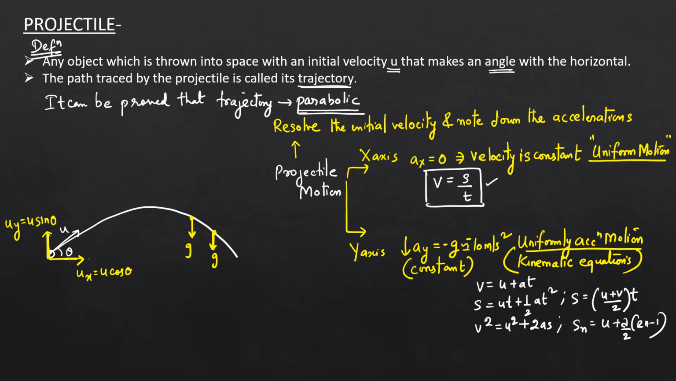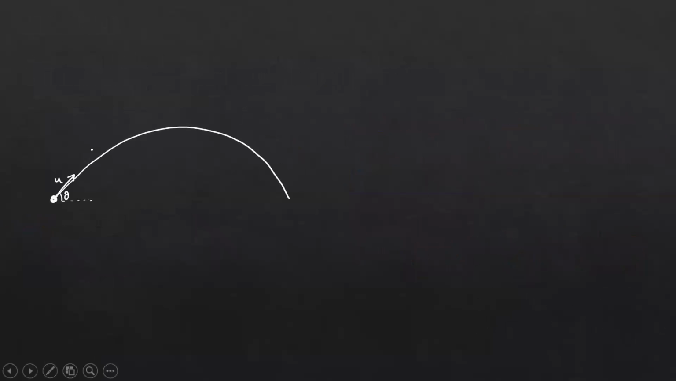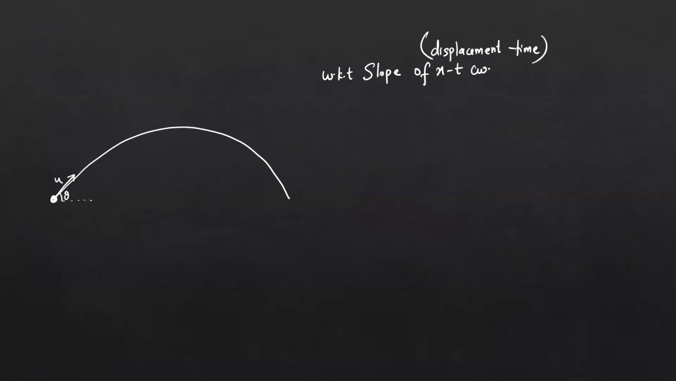Clear? And then the next very important thing is, how do you find the direction of velocity? Let us take it up in the next sheet. There are some important points which everyone should understand. We know that the slope of the displacement time curve will give us velocity.